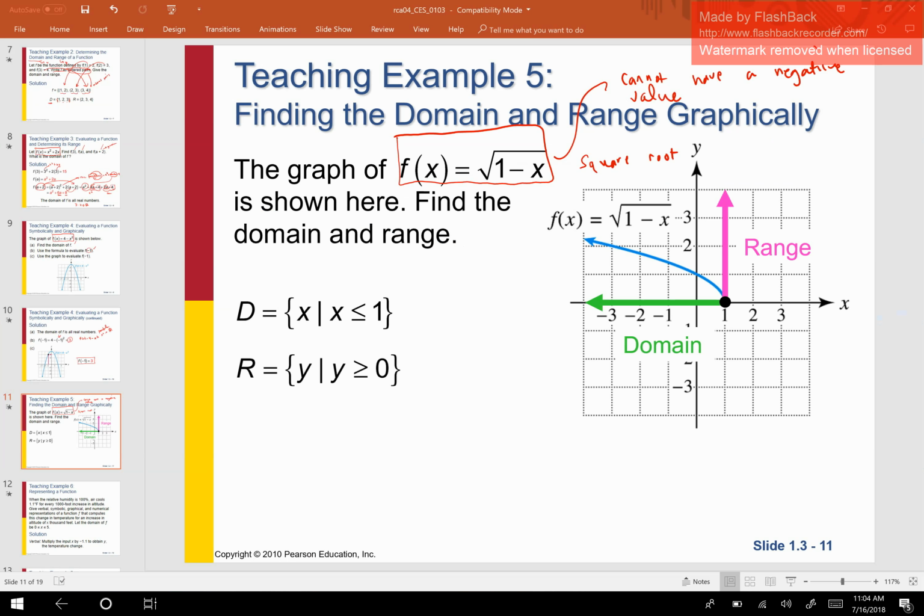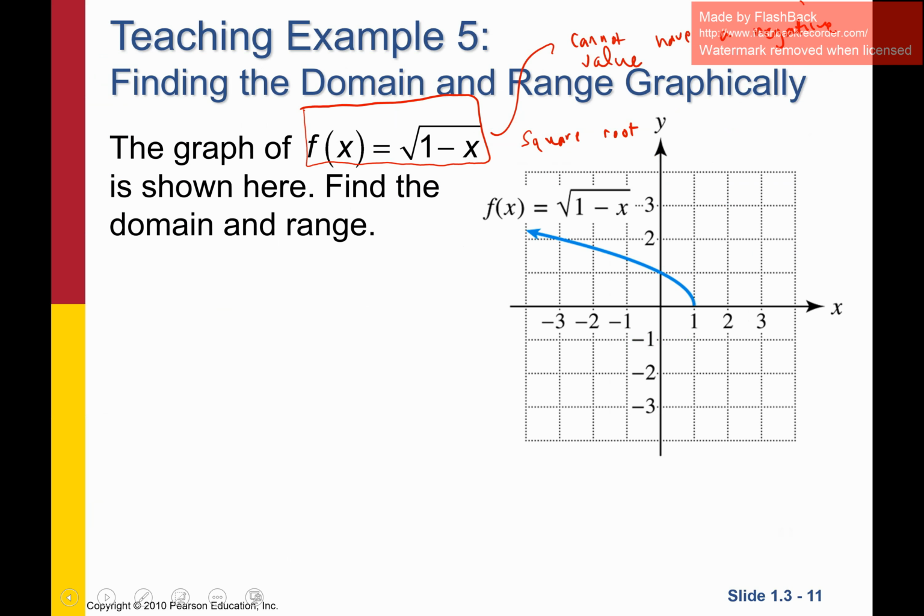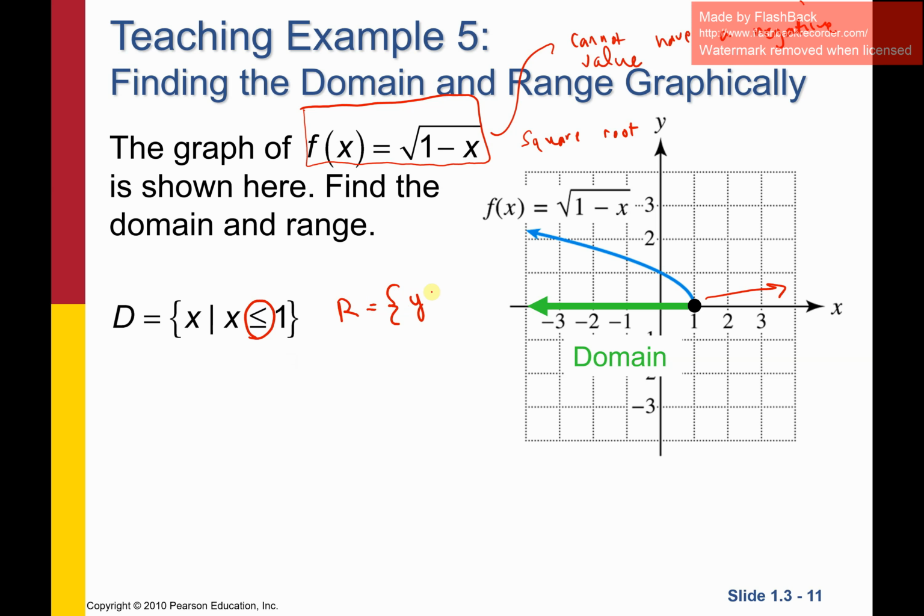All right, and so we can look at the domain and the range. So the domain are all values. So notice you can't have anything this way. So it's all values less than or equal to 1. 1 is included in the domain. And the range is, can you guess? Since there's no values of negative y, the range has to be y is greater than or equal to 0. Okay? And I would definitely practice writing those values out.